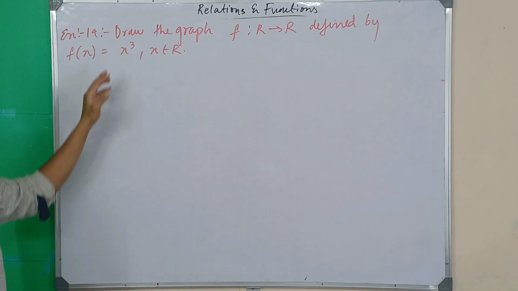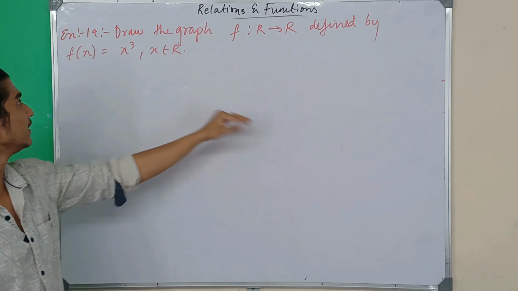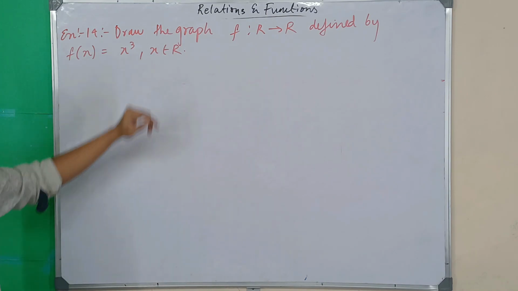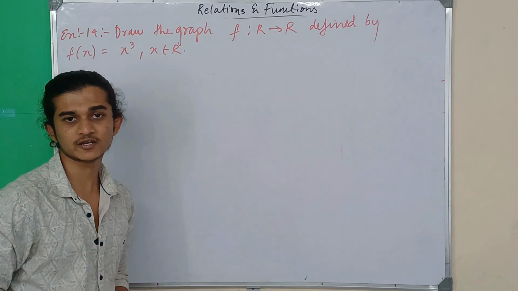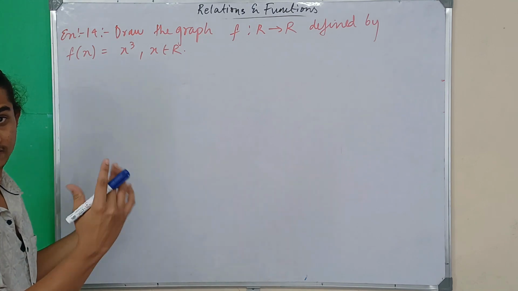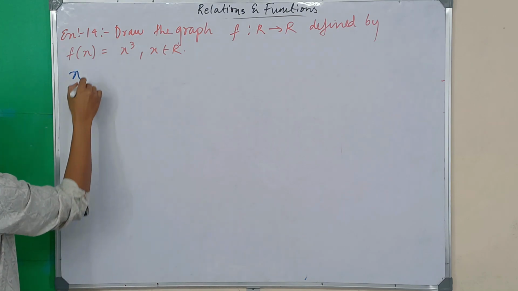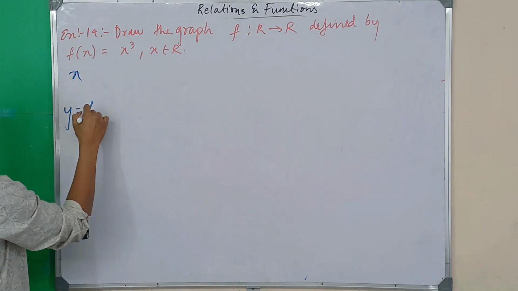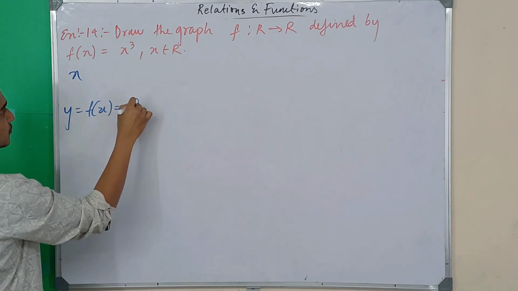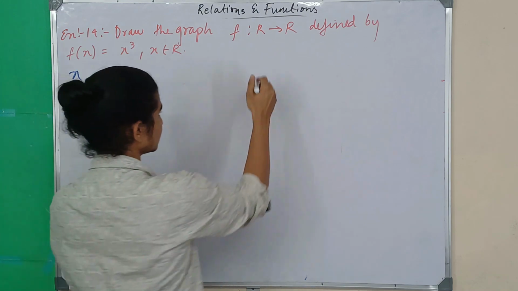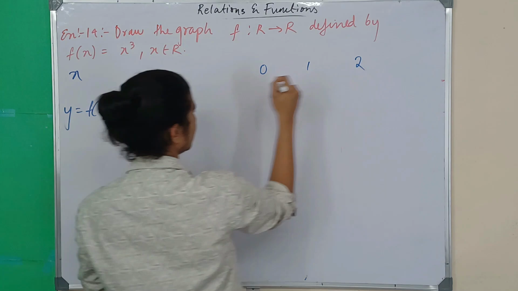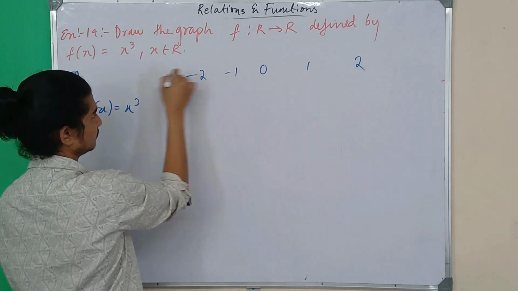The next problem is: draw the graph of the function from R to R defined by f of x equal to x cube, where x belongs to the real numbers. Let's draw the graph, and you probably know the best way of drawing a graph is putting the values in a table, as we did before. So x, y, f of x equal to x cube. We're going to take some random values of x, like 0, 1, 2, and here we're going to take -1, -2, and -3.